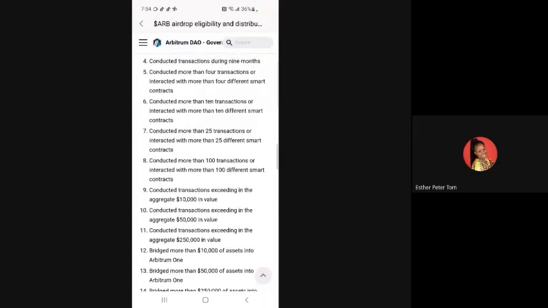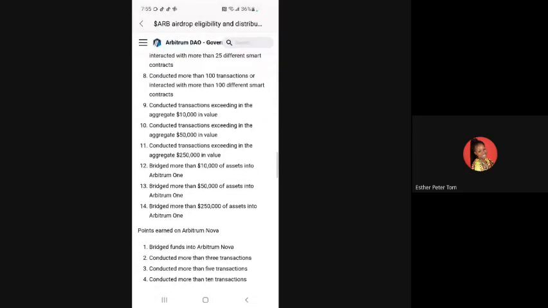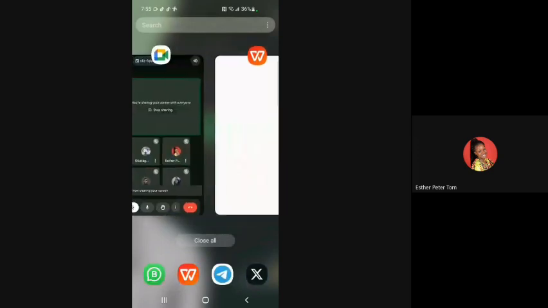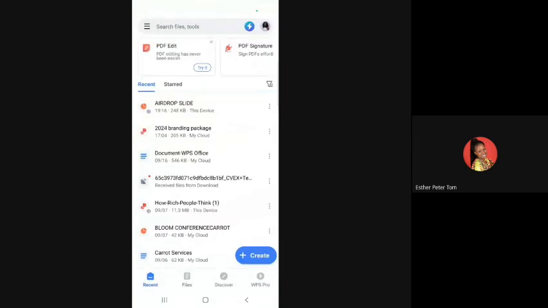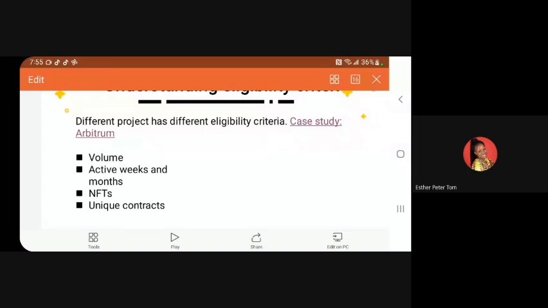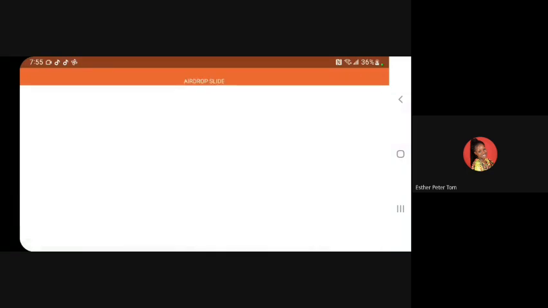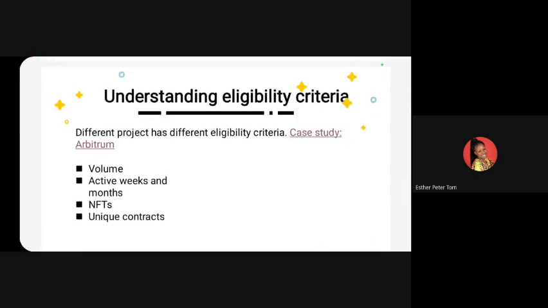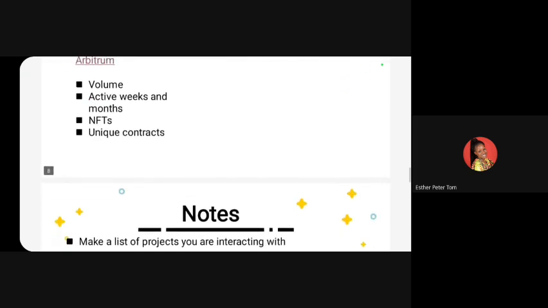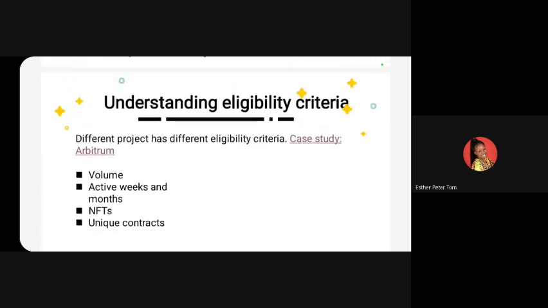So you can see that it requires active interaction, it requires your time, it requires money, and all of that. So to sum that up, different projects have different eligibility criteria. Some use volume, active weeks or active months, how active you've been, NFTs, unique contracts, and so on and so forth. So this is really important.